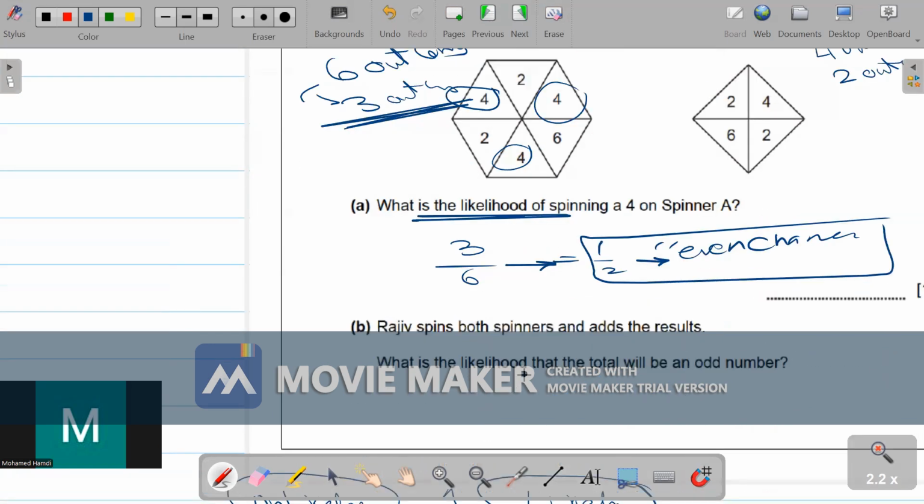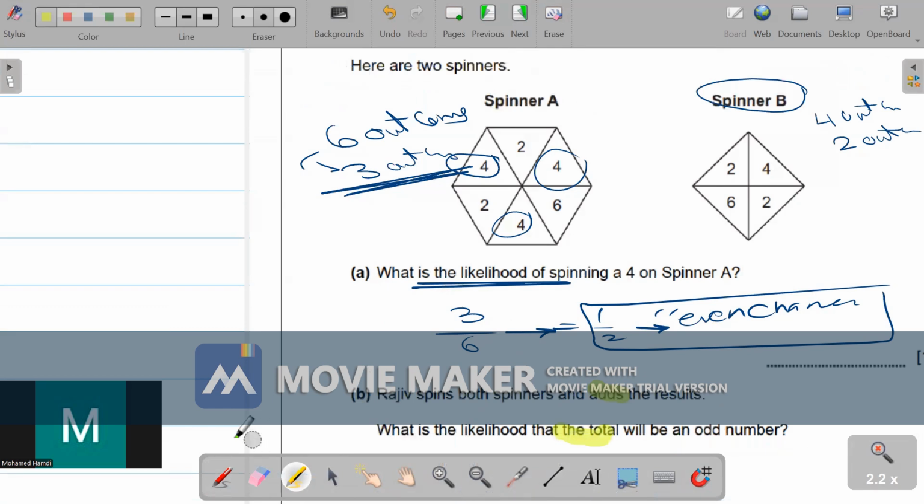Rajif spins both spinners and adds the result. What is the likelihood that the total? Total means you will add any result from spinner A with any result from spinner B will be an odd number.